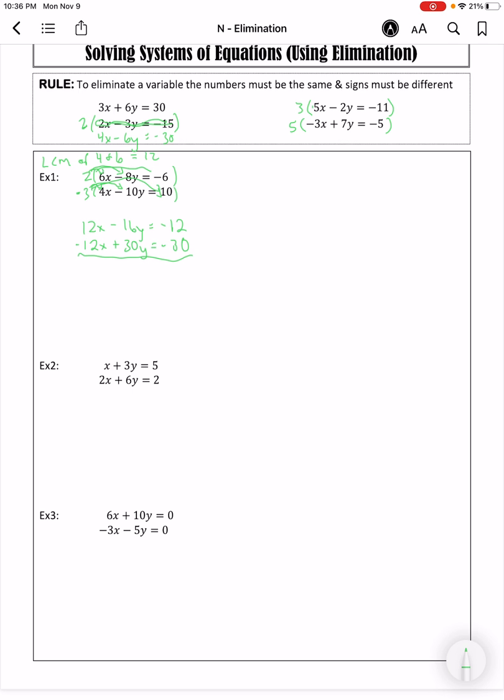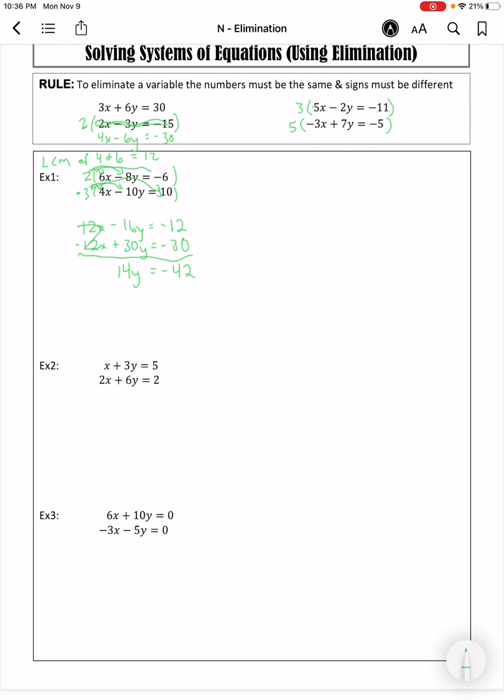All right, now, my next step is to combine those like terms. So I'm going to go 12x minus 12x is a 0 pair. Negative 16y plus 30y makes 14y. And then negative 12 and negative 30 make negative 42. And again, my goal is to solve for y.